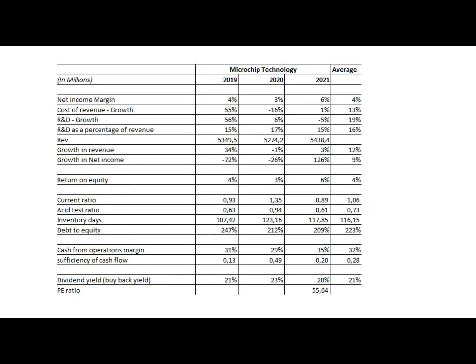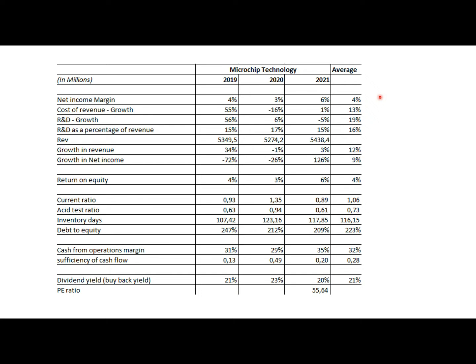Microchip Technology. So Microchip Technology is a developer, manufacturer, and seller of semis that are used in a variety of applications, from the Internet of Things to motor vehicles and other smart devices and technologies. First thing that hits you square in the face is the low margin. That's a pretty tight margin.